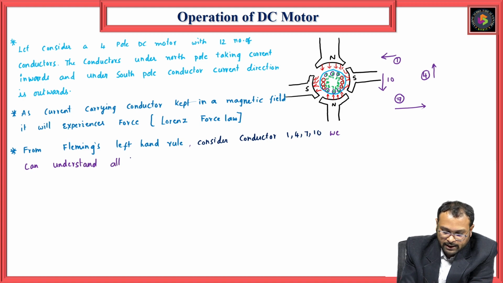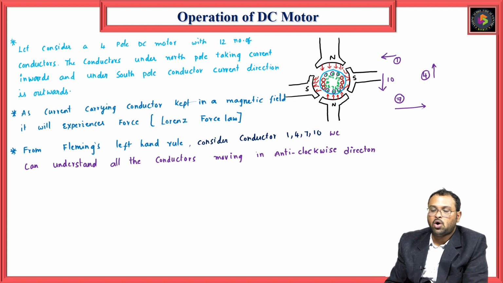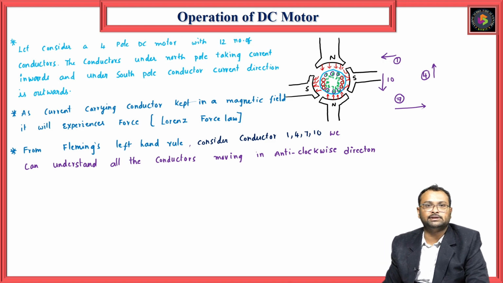all the conductors moving in anti-clockwise direction. Or counterclockwise, they will also say. So this is the operation of DC motor.